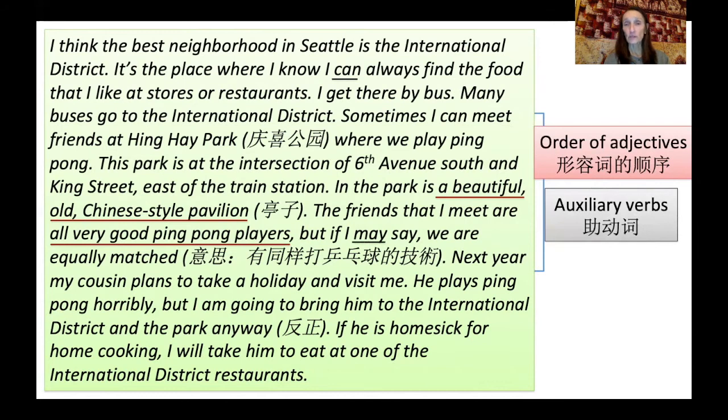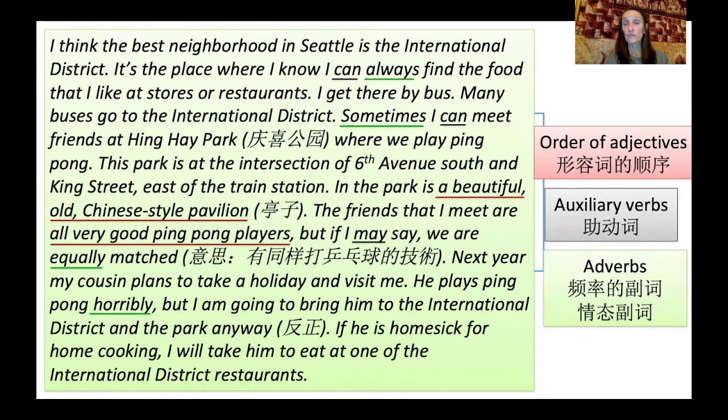An auxiliary verb. I pointed this out before. Can is an auxiliary verb. May is an auxiliary verb. 助动词. What else? I have some adverbs. I used adverbs of frequency. So 频率副词, and those are always, sometimes. And I also use some 情态副词, and that is equally and horribly. I think that's it. Anything else?